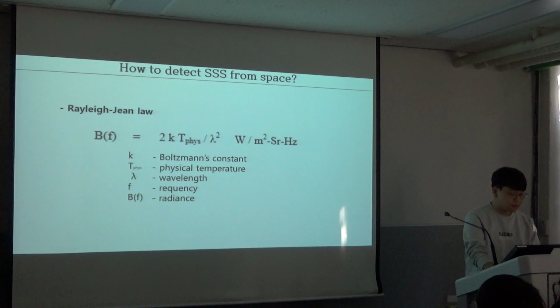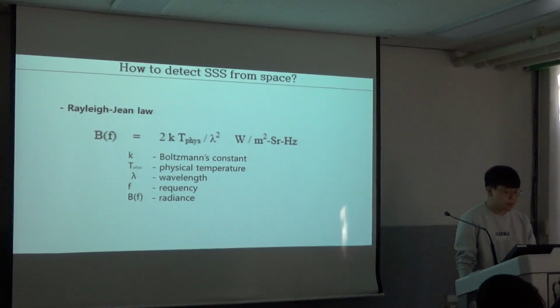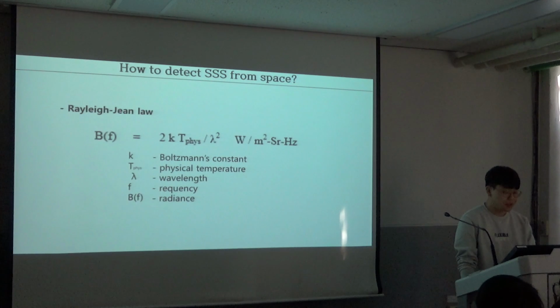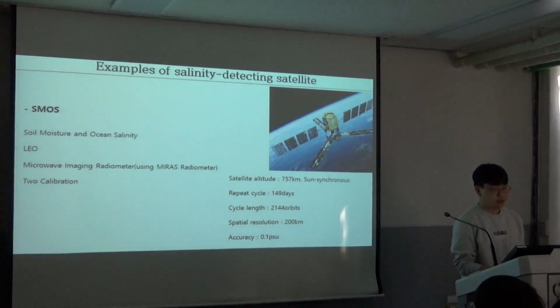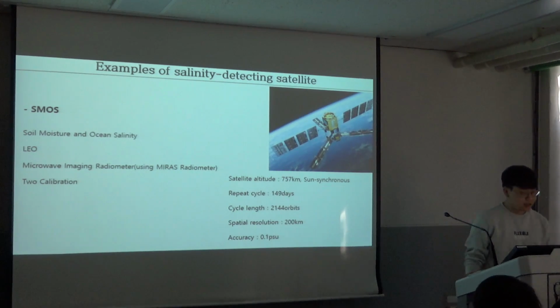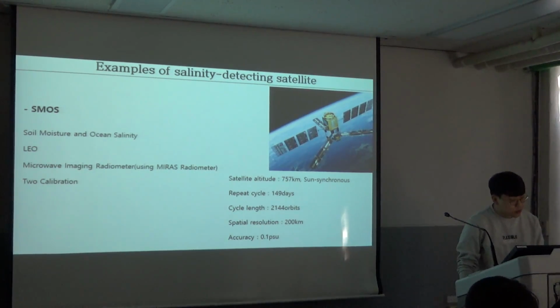There are two satellites for measuring salinity. One is SMOS and the other one is Aquarius. They both use an L-band microwave radiometer. As you can see here, SMOS stands for Soil Moisture and Ocean Salinity. It is in low Earth orbit and it measures brightness temperature by using a microwave radiometer. And it needs a very big antenna to get suitable resolution.